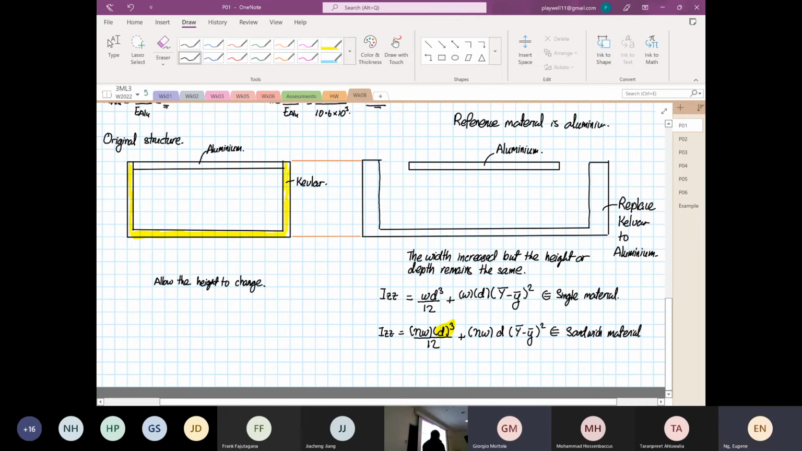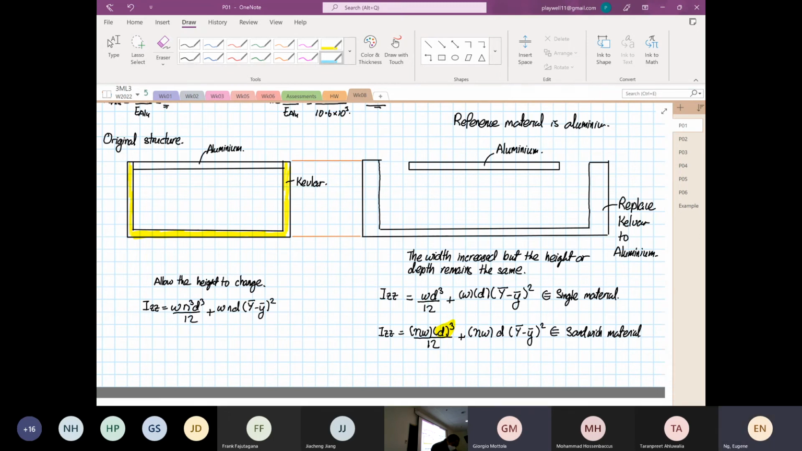Okay? Let's say now we allow the height to change. What will happen? So now this is NZZ. Width remains the same. Now it will be N cubed, depth cubed over 12, plus the width multiplied by the depth or height, times Y bar minus small y bar squared.